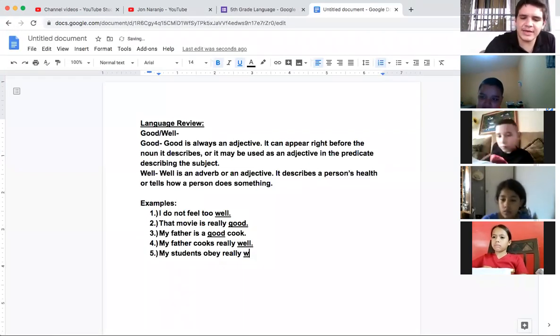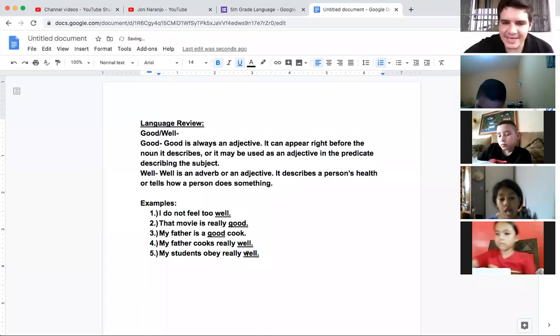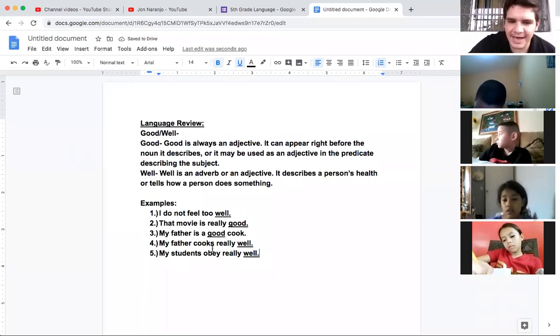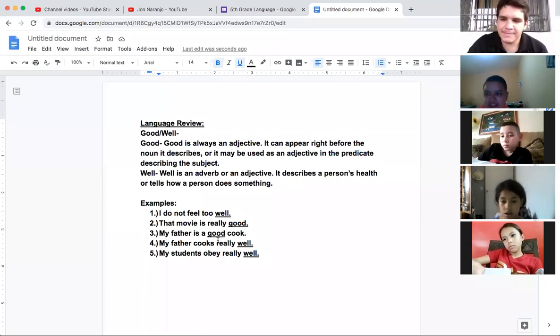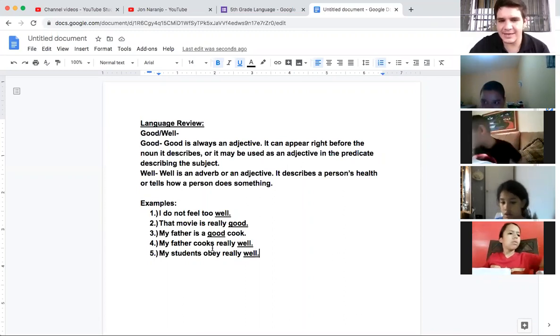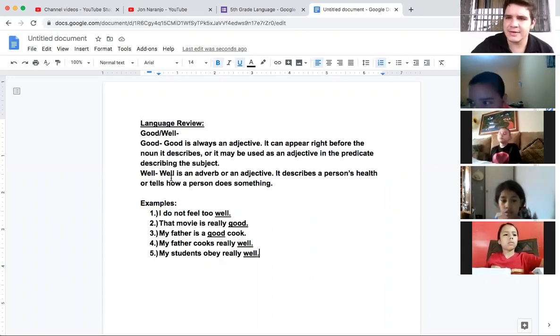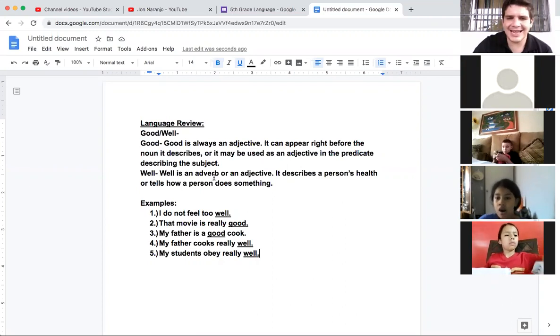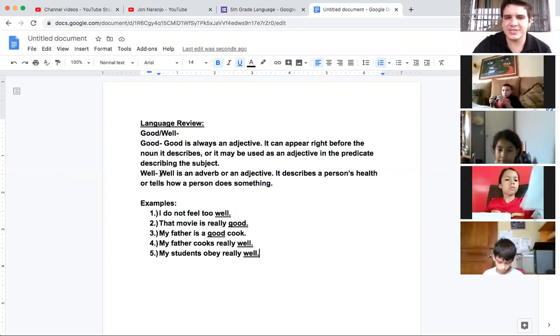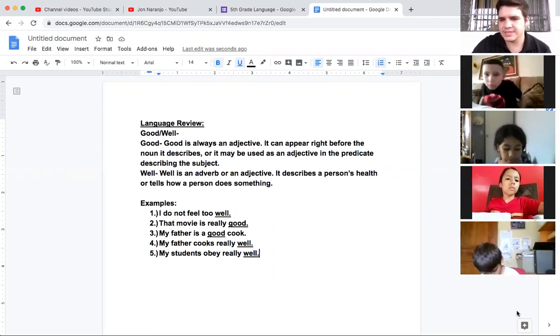It is well. They obey really well. I'll tell you. Really is modifying obey, and obey is a verb. So if it modifies a verb, it's an adverb, and it's always gonna be well if it's an adverb. It's not gonna be good.